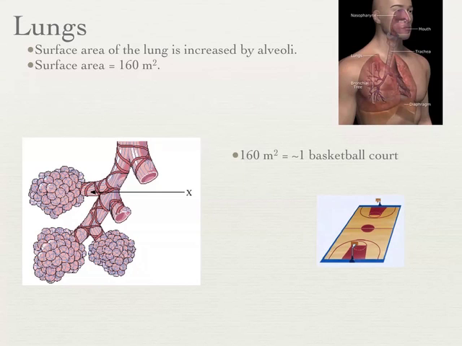And that makes the surface area of our lungs about 160 square meters. So about a full-size basketball court. That's the surface area inside of our lungs. So again, that gives us this very large area through which we can absorb all the oxygen that we're going to need in order to survive.